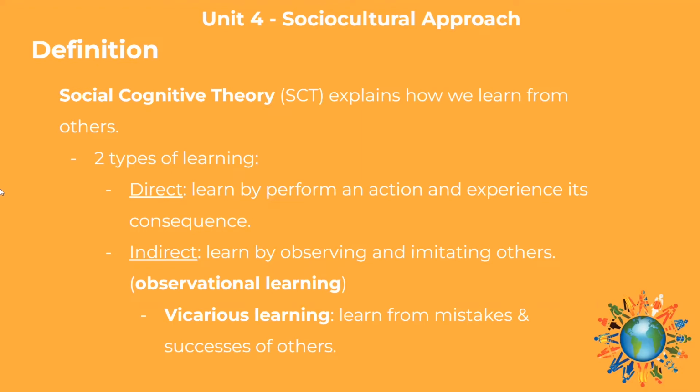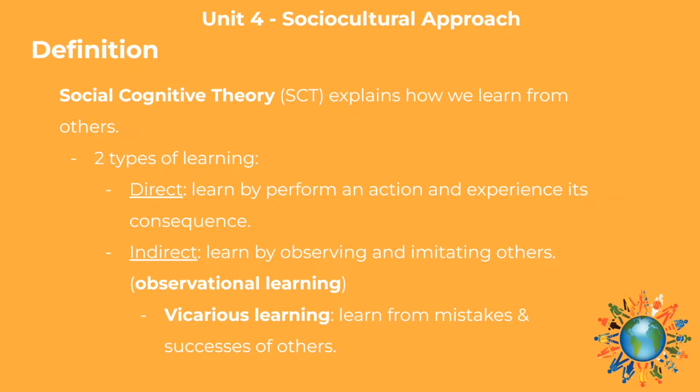By definition, social cognitive theory explains how we learn from others. There are two types of learning, direct and indirect. Direct learning is how we learn by performing an action and experiencing its consequences. So we learn it by ourselves.